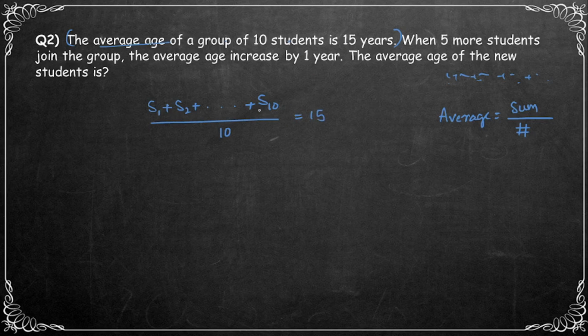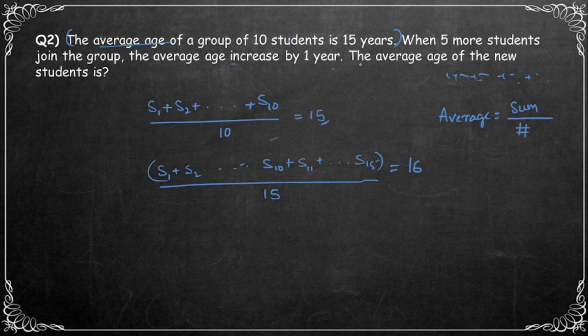Average is 15 years. Now when 5 more students join the group, so we already have S1 till S10, 10 students, 5 more people join the group. Let us say S11 till S15. So their average, that means the sum of the ages of 15 students, divided by the number of students, 15. So 10 plus 5, it is 15. The average increased by 1 year. That means with respect to this, it increased by 1. So that means 15 plus 1, 16.